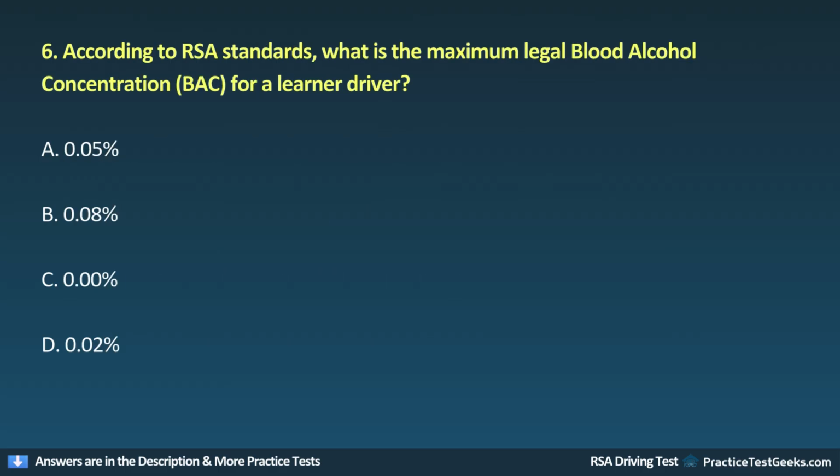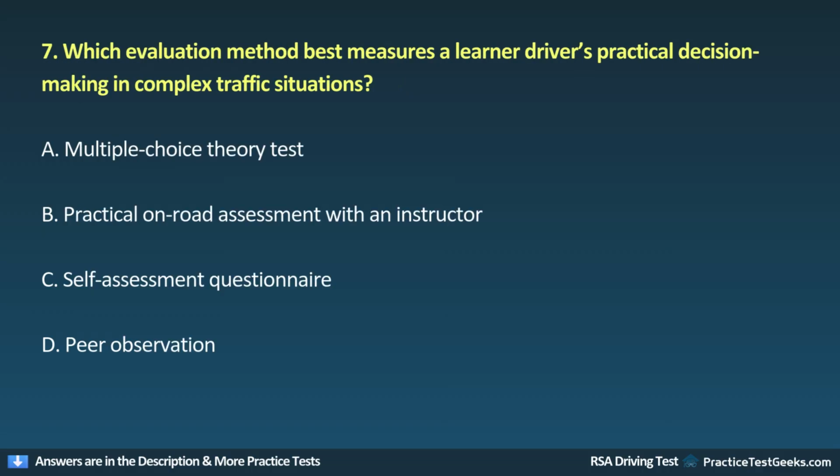6. According to RSA standards, what is the maximum legal blood alcohol concentration for a learner driver? A. 0.05%, B. 0.08%, C. 0.00%, D. 0.02%.